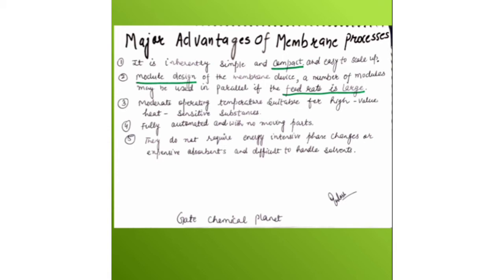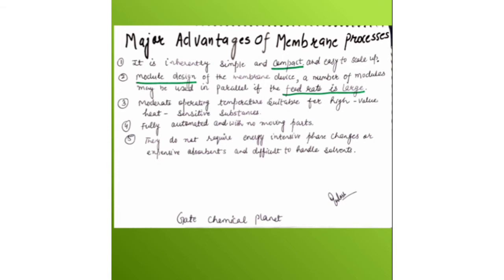Moderate operating temperature, suitable for high value heat sensitive substances. So for heat sensitive substances, membrane is a good option. Membrane is fully automated with no moving parts. It is a very good advantage. They don't require energy intensive phase changes or expensive adsorbents and difficult to handle solvents. As there is no need of solvent or adsorbent, it is very advantageous in terms of energy requirement.